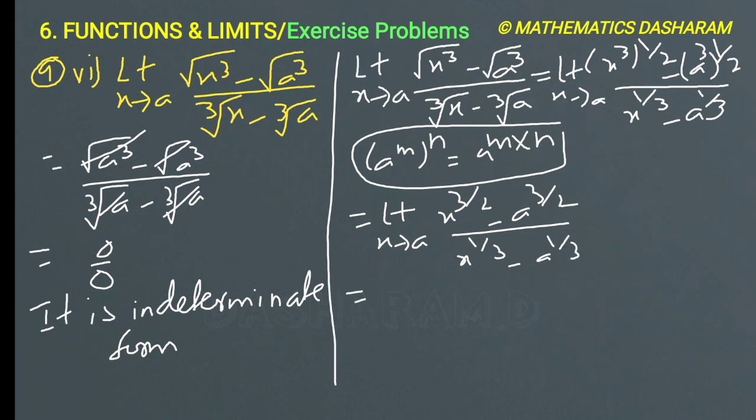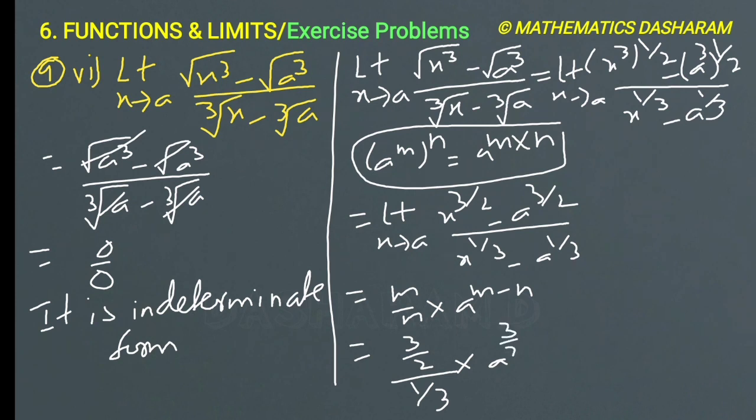So then the formula is what? m by n into a to the power of m minus n. m value 3 by 2 divided by n value 1 by 3 into a value a itself, m value 3 by 2 minus n value 1 by 3.